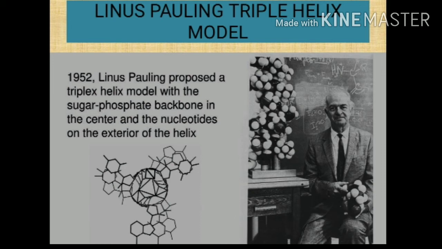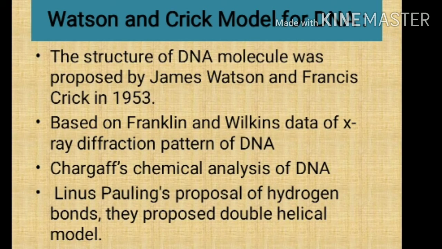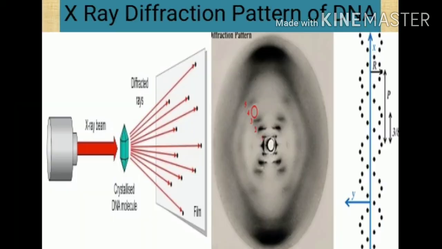Watson and Crick proposed the famous double helical model to explain the structure of DNA. The structure of the DNA molecule was proposed by James Watson and Francis Crick in 1953. It is known as the double helical model of DNA. They proposed this model based on Franklin and Wilkins' data of X-ray diffraction pattern of DNA.